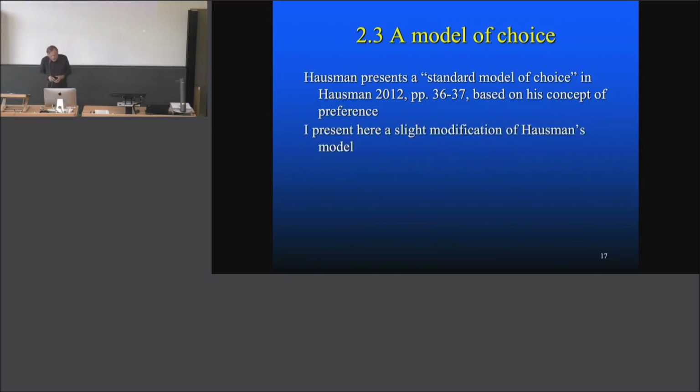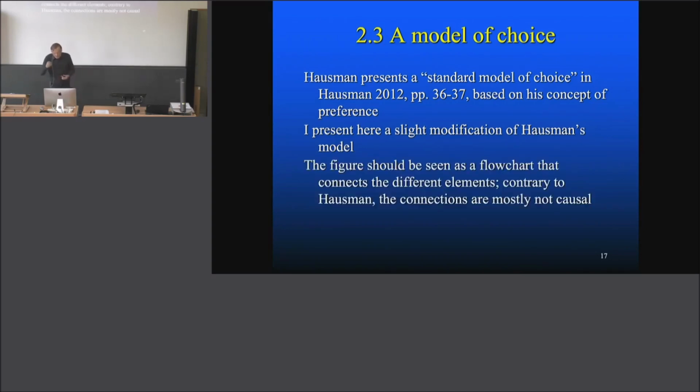I present here a slight modification of Hausman's model, because I think Hausman's model is at some points a little sloppy. In his answer to my criticism in the referee report, he said that what I'm doing is not the economist's model anymore. That I cannot judge, but I think these are absolutely necessary corrections. Anyway, that's not so important; you have to get the general idea of Hausman's model. The following figure should be seen as a flow chart that connects different elements. This is contrary to Hausman, who claims that the connections are mostly causal, and they are not. I think there he's really wrong, and the other things are questions of interpretation.